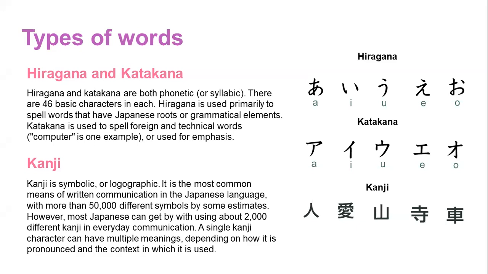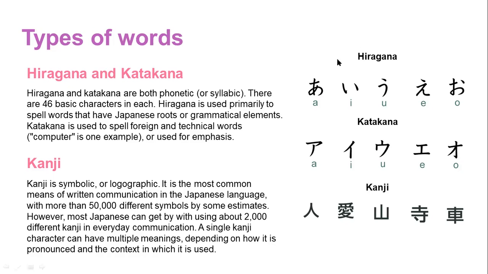The first is types of words in Japanese. Japanese contains hiragana and katakana. Hiragana and katakana are both phonetic or syllabic symbols, and there are 46 basic characters in each. Hiragana is used primarily to spell words that have Japanese roots or grammatical elements, and katakana is used to spell foreign and technical words, like computer, for example, or used for emphasis.